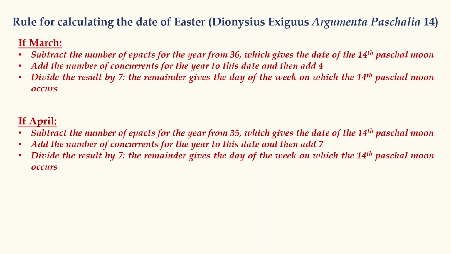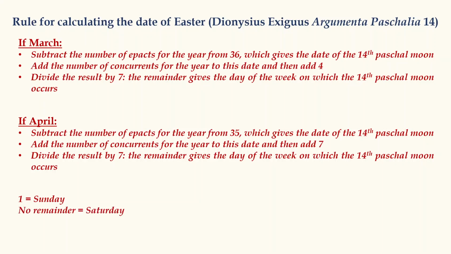And a couple of things need bearing in mind regardless of whether we're in March or April. First, when we make our final division, we have to treat Sunday as the first day of the week, so Monday is 2, Tuesday is 3, and so on. This means that if there's no remainder, it's the 7th day, which for our purposes is Saturday.